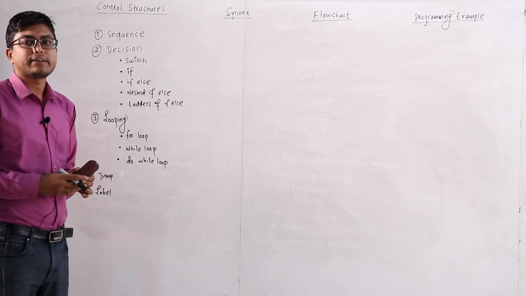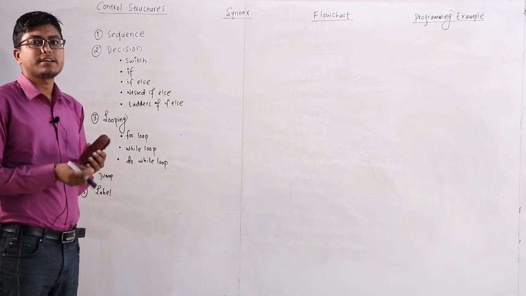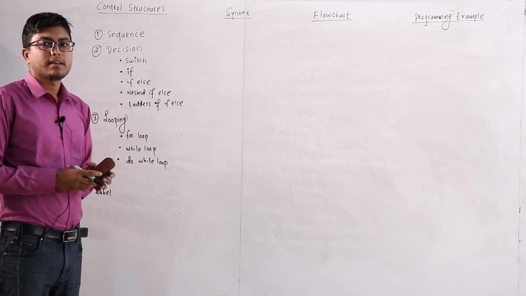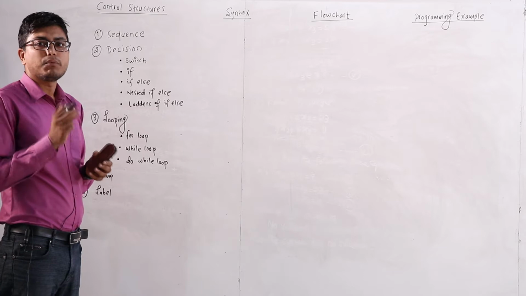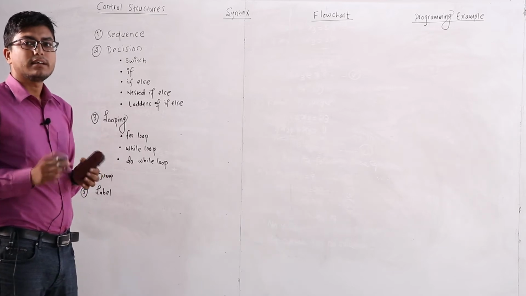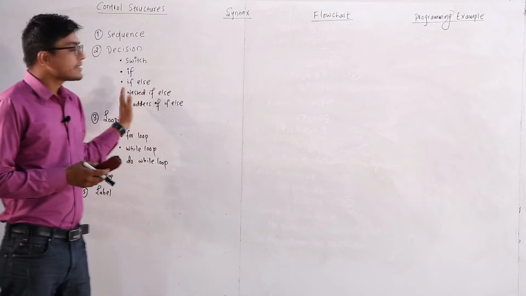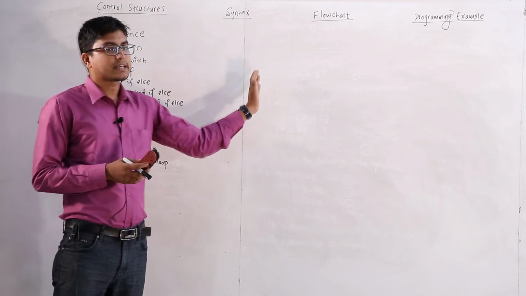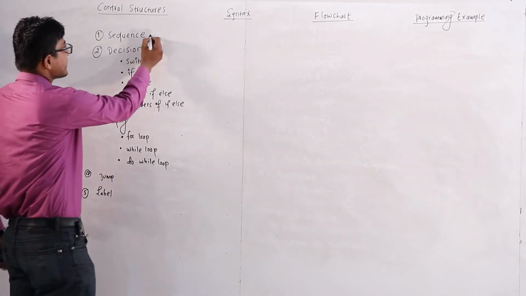In programming language there are a number of instructions. These instructions are executed one by one or depending upon any condition. So if instructions are executed one by one, one after another, that is called sequence. We will see all the syntax of sequence, decision, selection, all of these syntax, flowchart and programming language one by one. Let's start with sequence.